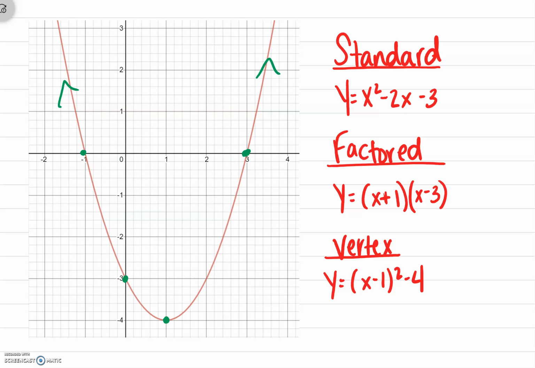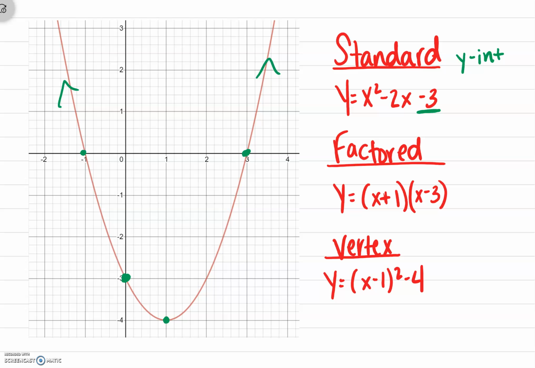So if I look at standard form, I notice that my constant is -3. And if we think about what a y-intercept is, it's when our x value is 0. So if I were to substitute 0 in for those, it would cancel out, leaving us with -3. So standard form tells us our y-intercept, -3.